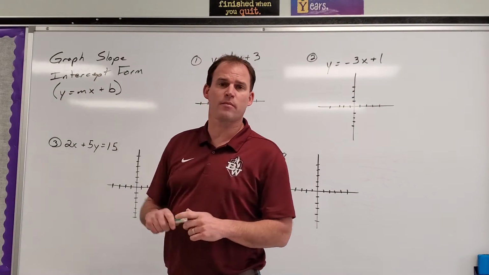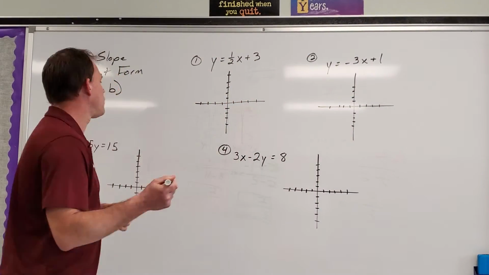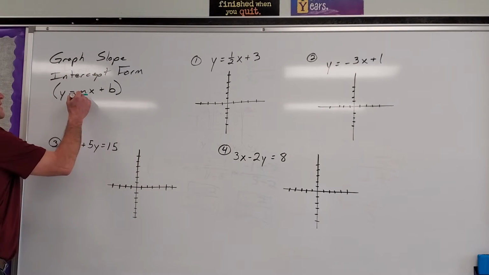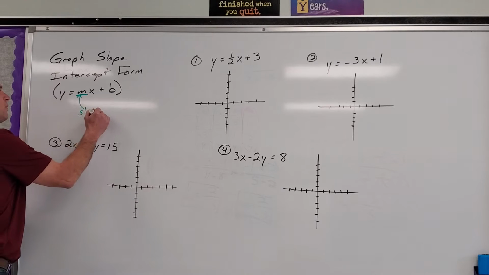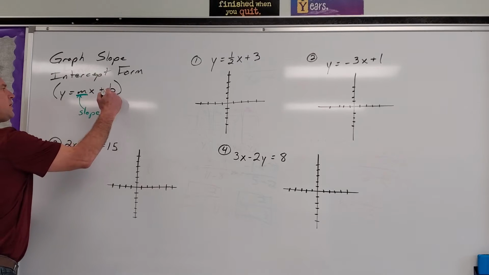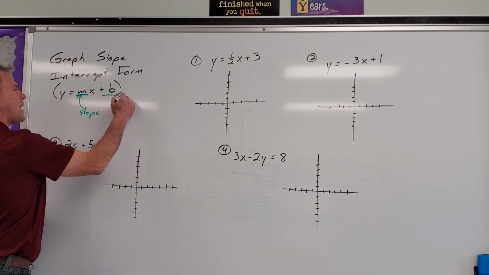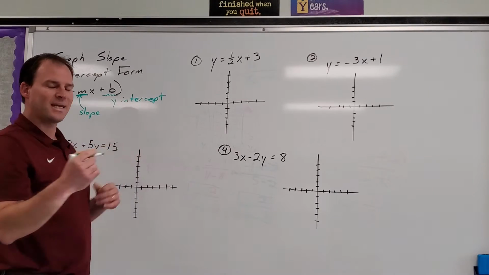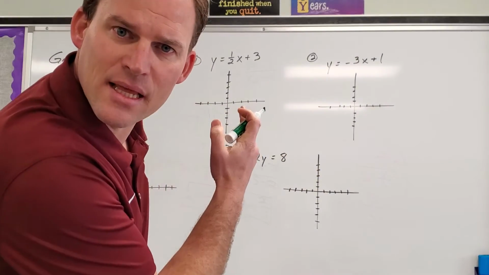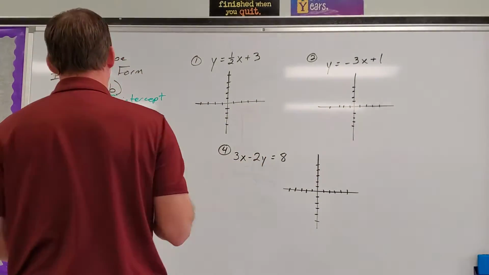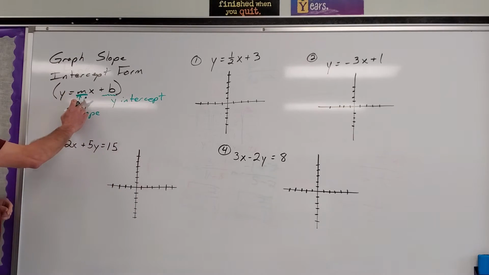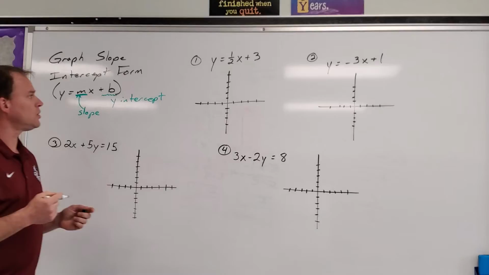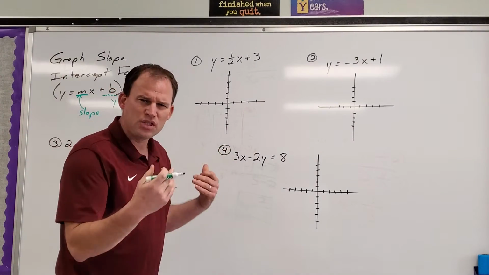And we touched on this yesterday, remembering that this is our slope-intercept form. Remember, the number in front of x is the slope, and the number that's out here is the y-intercept. And again, I remind you, write this down. So, the number in front of x is the slope, the number out here by itself is the y-intercept. I go to number 1, I take a look. I'm going to write that information down just so I know.